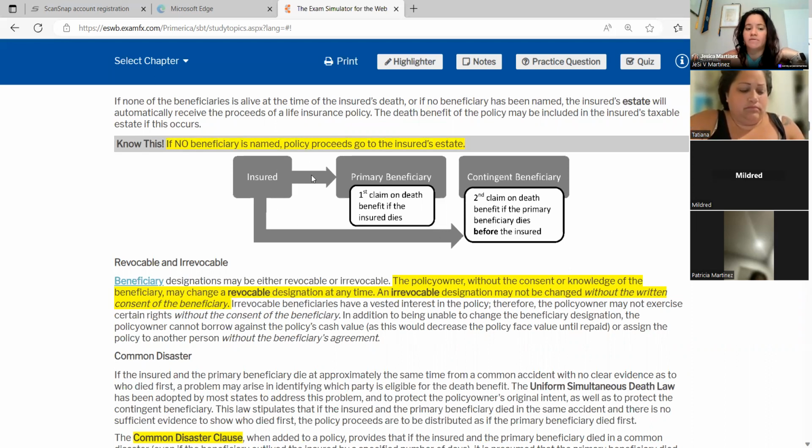So this is another graph that explains insured, primary, and contingent beneficiary. The primary is the first to claim on the death benefit if the insured dies. Contingent is the second claim on the death benefit if the primary beneficiary dies before the insured.